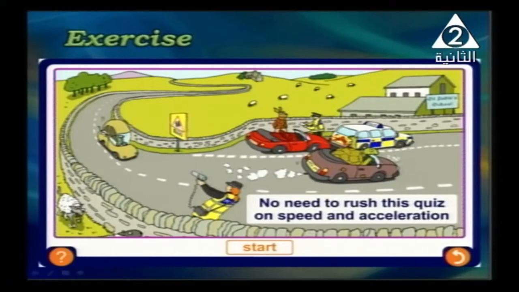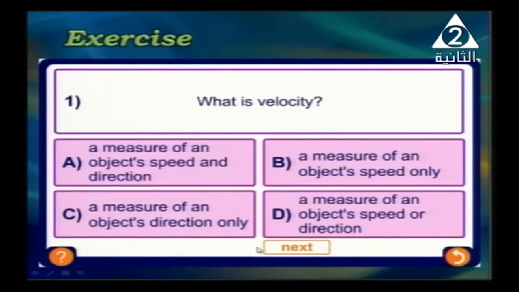So we have an exercise here. We need to do this quiz on velocity, speed and acceleration. What is meant by velocity? Velocity means the measure of an object's speed and direction, or the measure of an object's direction only, or the measure of an object's speed only, or the measure of an object's speed or direction. This one is wrong. Why? Because here we have object speed or direction. No, it's speed and direction, right? Because I need the measuring here. Measured what? Measure or determine the object's speed and its direction at the same time.